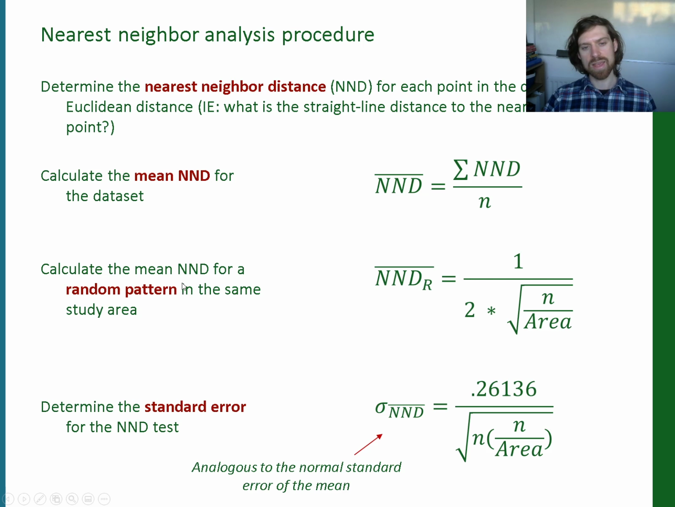We need to calculate the mean nearest neighbor distance for a random pattern in the same study area. So that's this mean value that we get here from the random distributions. And the way to do that is we basically need to take the number of data points that we have divided by the area, take the square root, multiply it by 2 to get the denominator, and then we basically divide 1 by that denominator. And that provides us with some sort of randomized mean value for what we would expect to occur.